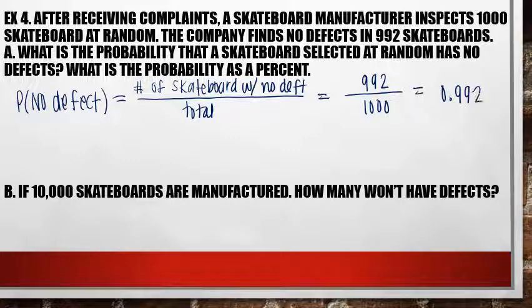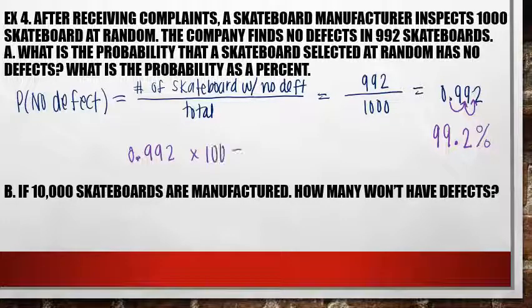0.992. Okay, then if we convert that into a percentage, you could move the decimal place over twice. So 1, 2, and so it would be 99.2, moving it over to the right. Or you could multiply by 100. Or you could do 0.992 times 100, and that would also give you 99.2.